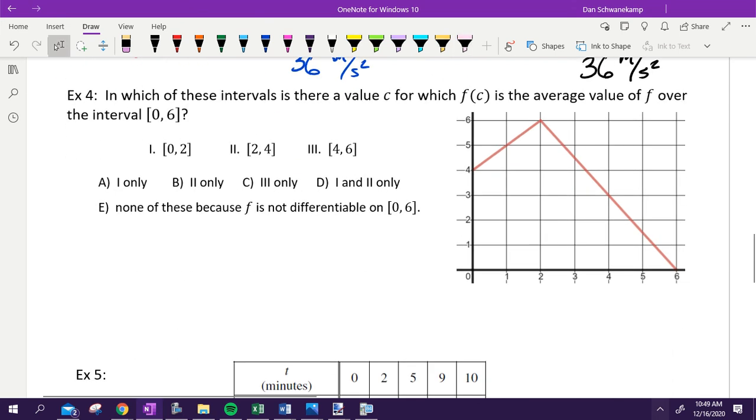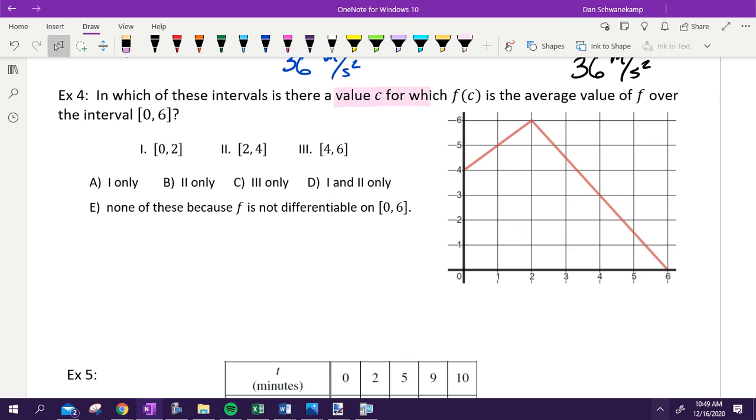Let's go to the next one. Okay, a little bit tricky on the next one. Don't let it be overwhelming. In which of these intervals is there a C value for which the Y value is the average value over the interval?